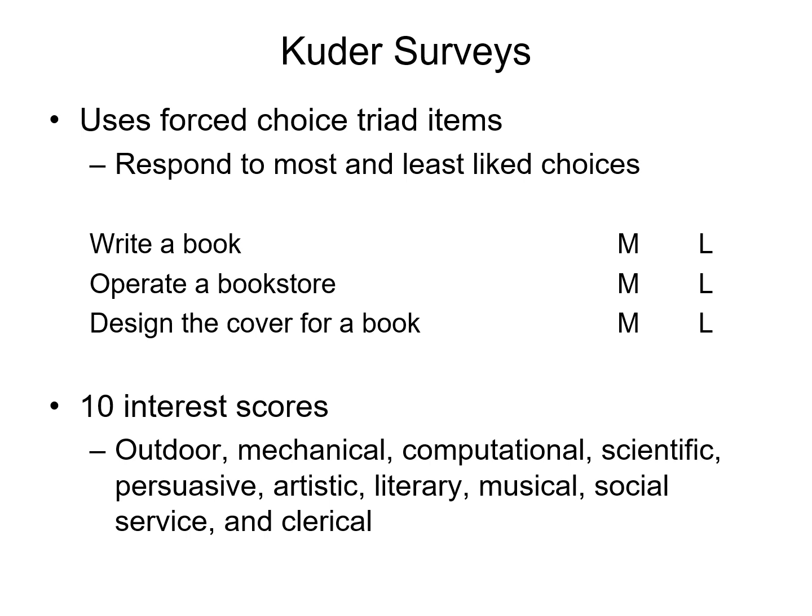Another one is the Kuder surveys, which use forced choice triad items. We used this earlier as an example of relative. So again, you respond with most and least liked choices. So, write a book: either most liked, least liked, or neither. So the neither is, it's a triad. In other words, you have to choose of these three, which one would you most like? Which one are you neutral on? Which one would you least like? So: write a book, operate a bookstore, design a cover for a book.